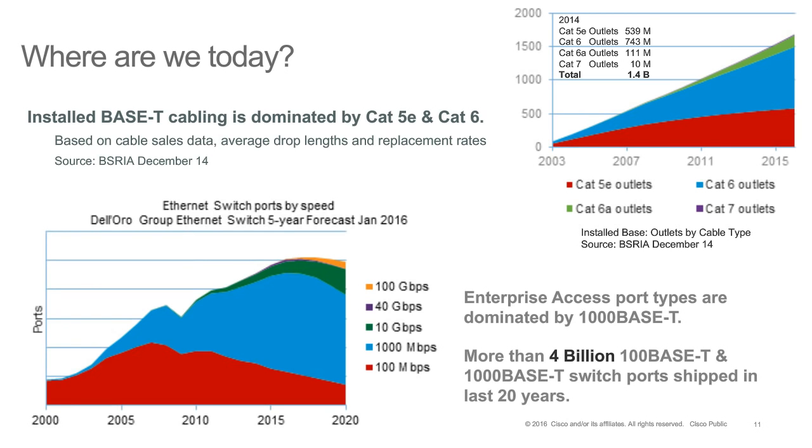So let's talk about Ethernet switch ports by speed. This is the Dell'Oro forecast from January of 16. What you find interesting here is that we are dominated today by gigabit. Even today you'll see we sell some 100 megabit, but dominated by gigabit, and that actually continues to be true out to 2020. So enterprise port types are dominated by 1000BASE-T. And as I said before, we've shipped more than 4 billion 100BASE-T and 1000BASE-T switch ports in the last 20 years.